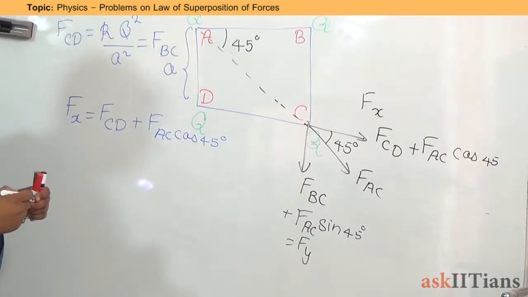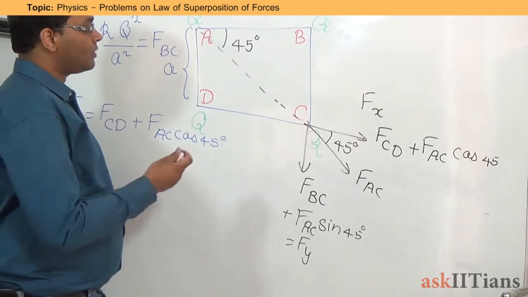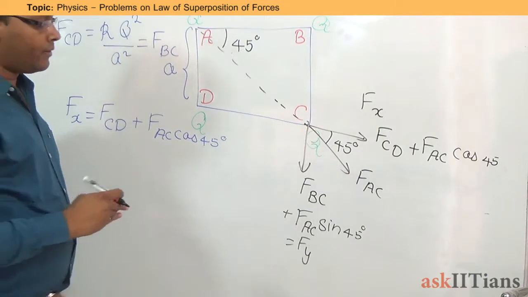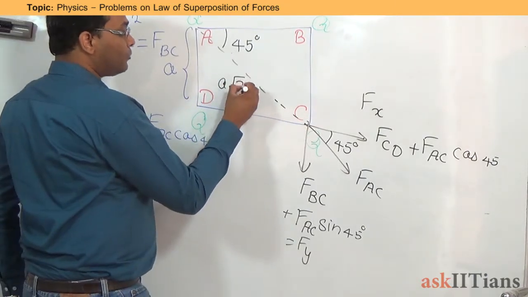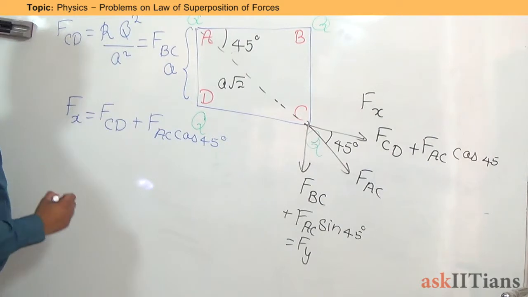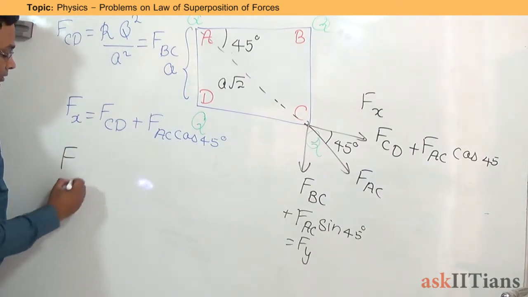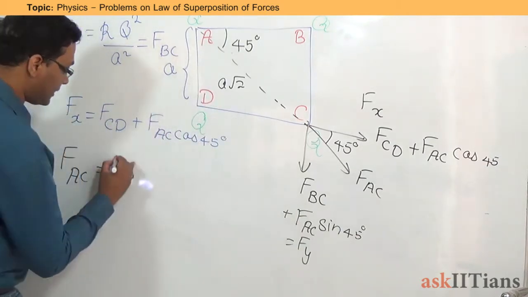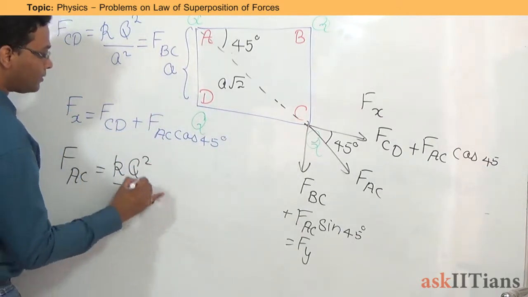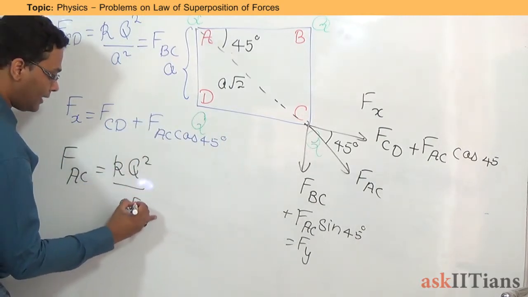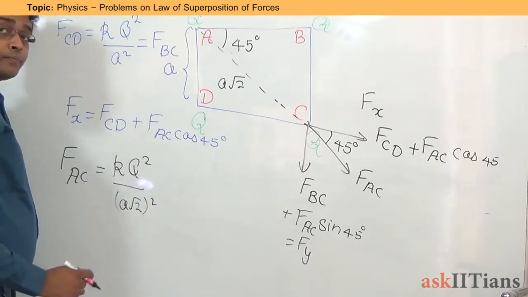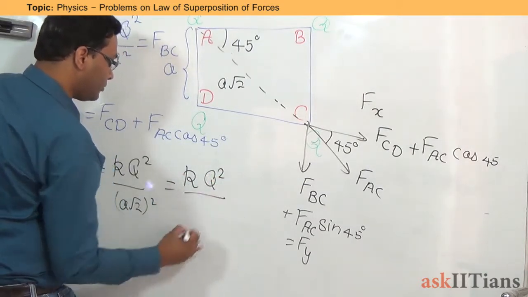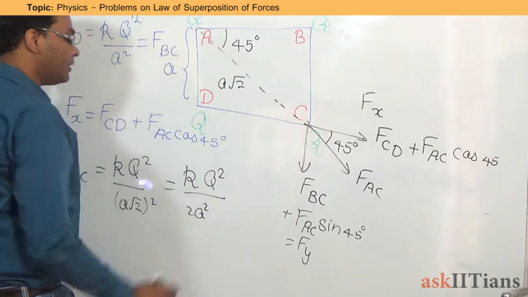Right? Further, if you look into the figure, this side is A, this side is A. Therefore, the diagonal would have a value equal to A root 2. Right? So, using that, if we want to find out the F_AC value, it's going to be equal to KQ square divided by A root 2 whole square. Right? So if you simplify this, this is going to become KQ square upon 2A square.